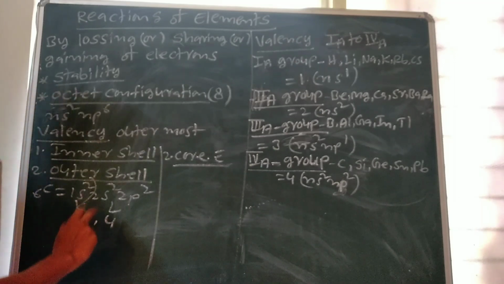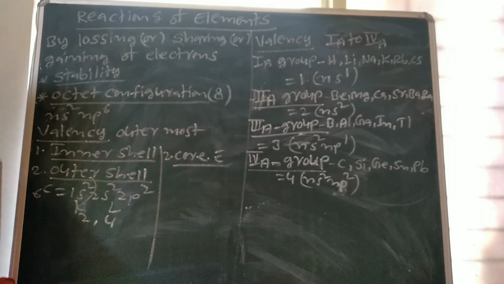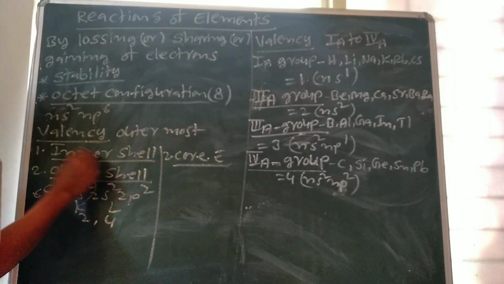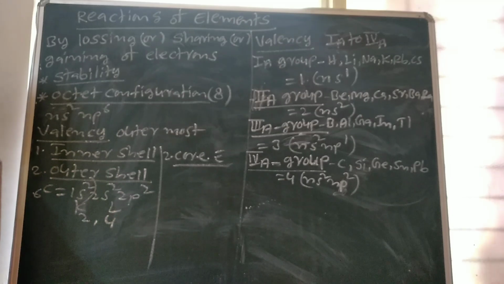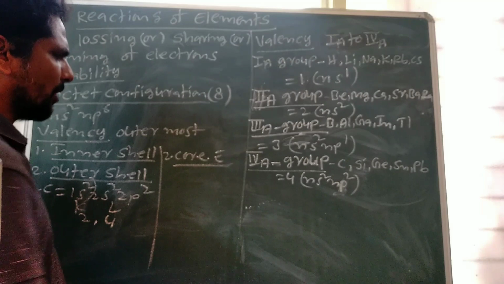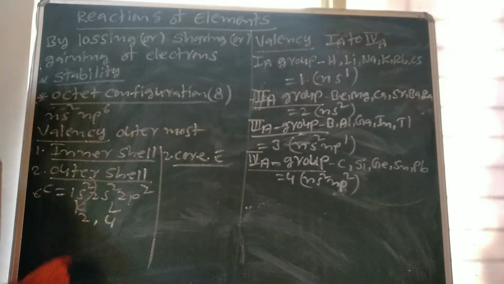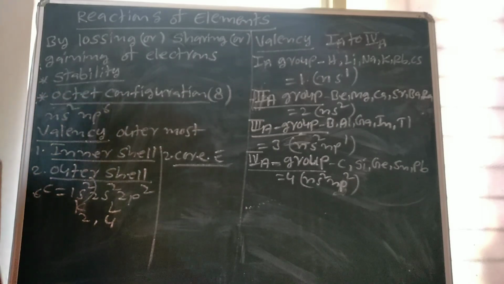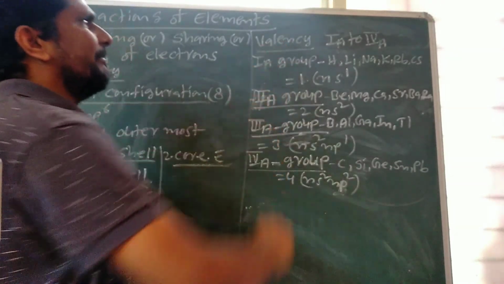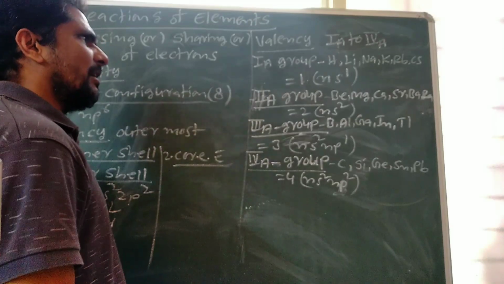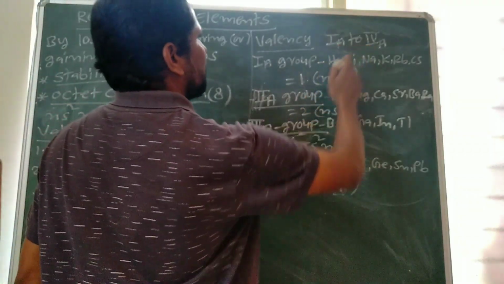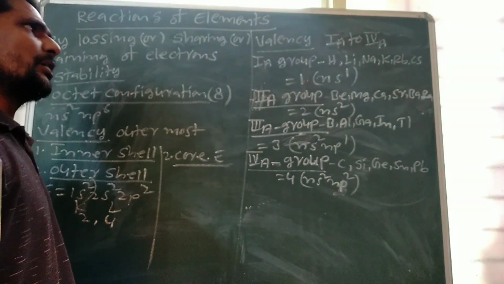So the number of valence electrons present in carbon is 4, and core electrons. The electrons present in inner shells are called core electrons. Core electrons cannot participate in chemical bond formation. For example, 2 core electrons are present in the carbon atom. Next, calculation of valency. The valency of elements from first A to fourth A group equals its group number.